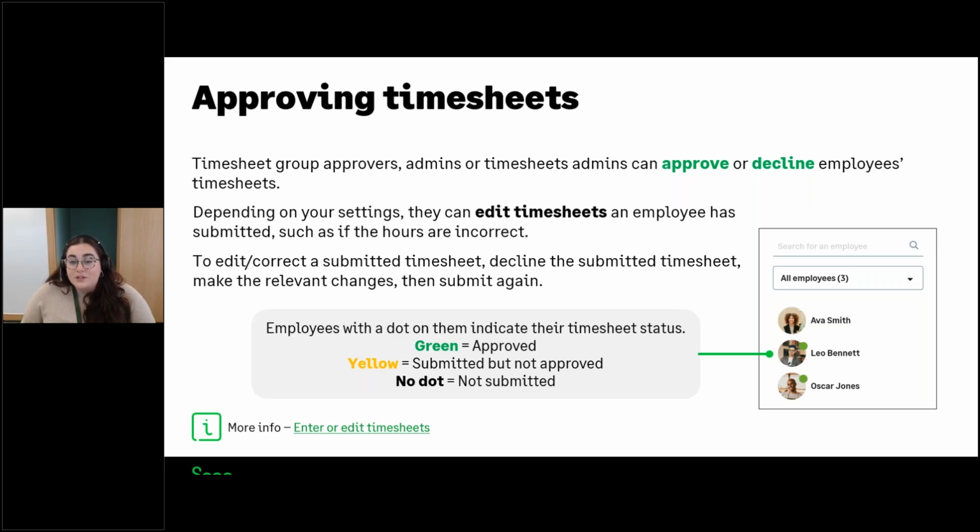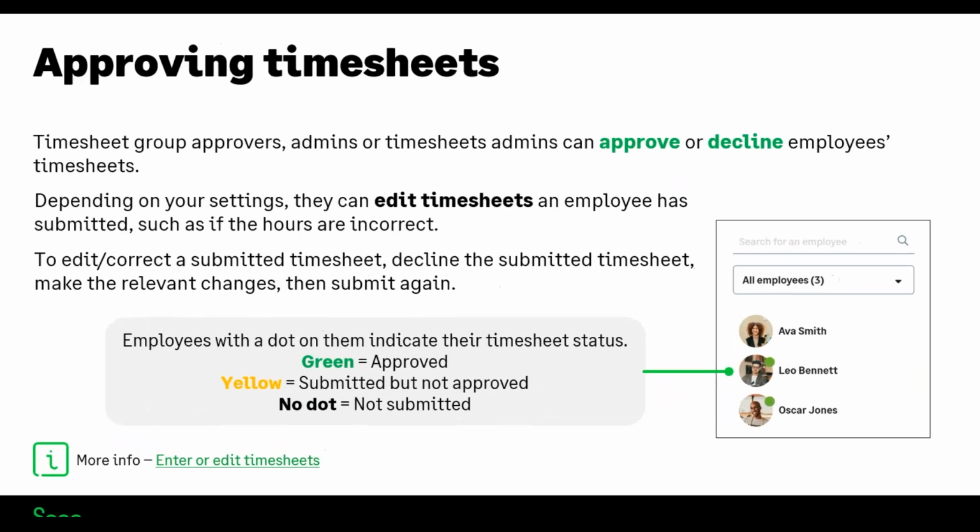Now, if the employee does forget to submit the timesheet, which can happen quite often, the approver can still approve what's there. They can still approve the timesheet. But let's go back to the portal again. This time we're going to go in as Oliver, who is Ava's timesheet group manager. So Oliver's job is to be able to go in and approve those timesheets.